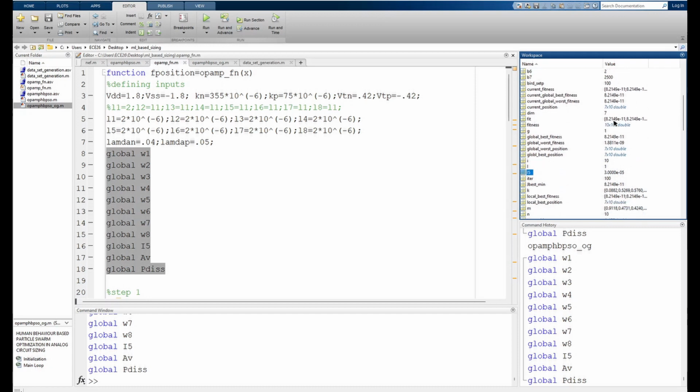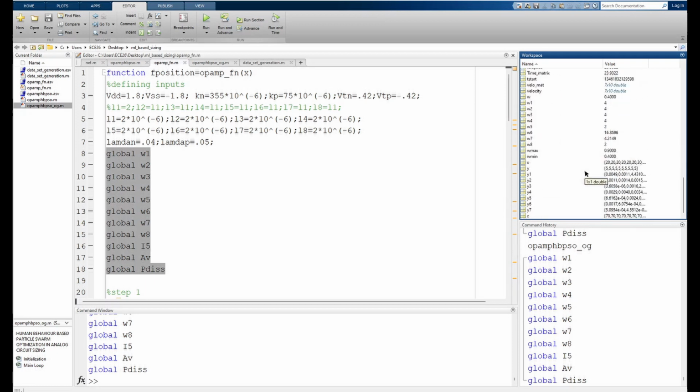If you want to see the power consumption parameter, the power dissipation is 35 microwatt, 335 microwatt. So in this way we can get all the values.